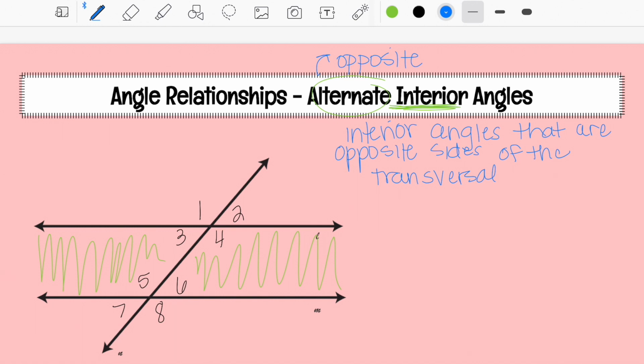So our first example would be angle 3, and the angle that's on the opposite side of our transversal, which remember is line N, would be angle 6. It wouldn't be angle 8 because angle 8 is in the exterior. So angle 3 and angle 6 are alternate interior angles, and so would angle 4 and angle 5. And the cool thing about alternate interior angles is that they are also congruent. So this is very important.